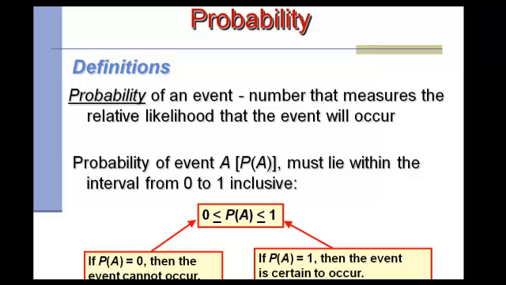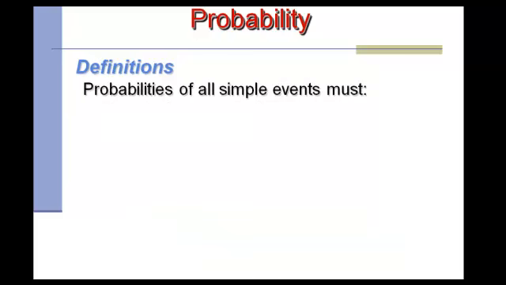If the probability of an event is 0, then that means that event won't occur or can't occur. If the probability is equal to 1, then of course that event will occur. It's a certainty. And so probability is usually stated in decimal form, not fractional form, but decimal form.